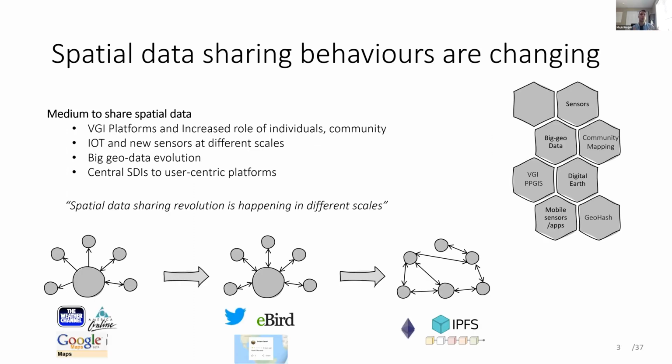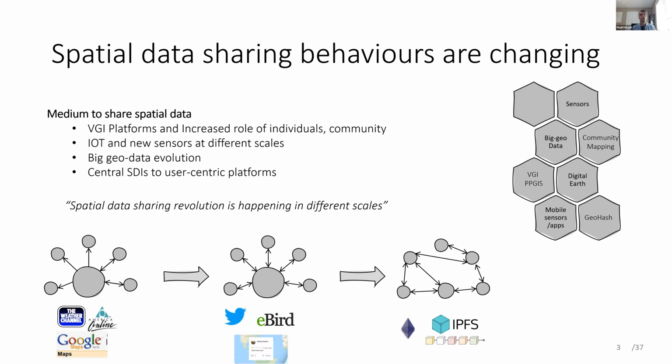So we all know that spatial data sharing behaviors are changing. Over the past decade, a lot of VGI platforms have appeared, and they allowed users and individuals to contribute to data collection and data providing. We have easy access to IoT sensors and devices, and each device is collecting geographical information and other types of parameters over time, and people are using these sensors to share their information with those platforms, social media, VGI platforms, and other existing devices.